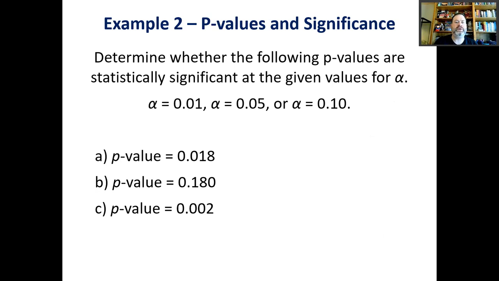So determine whether the following p-values are statistically significant at the given values for alpha. What we're going to do here is take each p-value and compare it to all three of these alpha values. That's not how studies are done in the real world, but this is just a drill. In the real world, a study would have one alpha value and maybe several p-values. But it's a lot easier to write it this way, just to go over it, because I'm basically doing 9 problems at once here. So let's look at a p-value of 0.018, right?